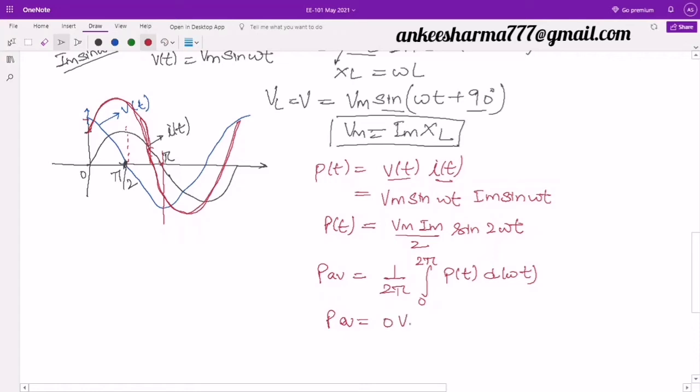And this states that in the positive half cycle of the power, the inductor is taking energy from the source, and in the negative half cycle of the power, the inductor is delivering energy to the source. That's the reason there will be total power equal to 0.